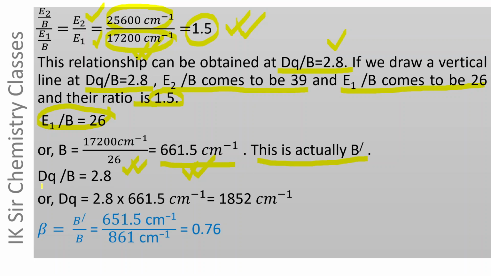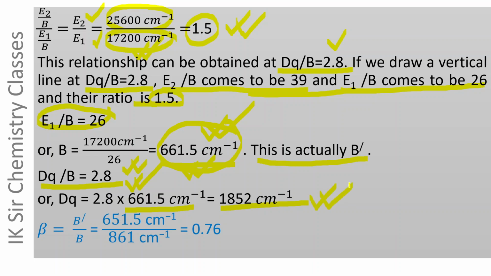Dq by B is 2.8. At this point, this relationship holds, and therefore Dq will be equal to 2.8 multiplied by B, and the value of B has been calculated already: 2.8 multiplied by 661.5 cm inverse, and it is 1852 cm inverse. This is the inter-electronic repulsion parameter, and this is the crystal field splitting parameter, which have been calculated using TS diagrams.